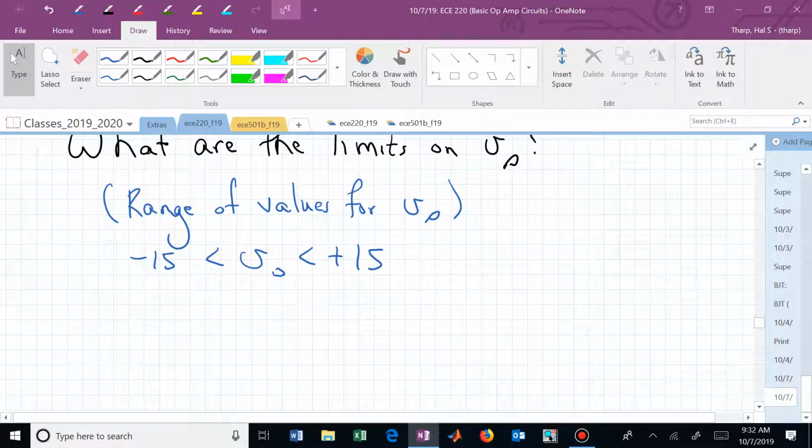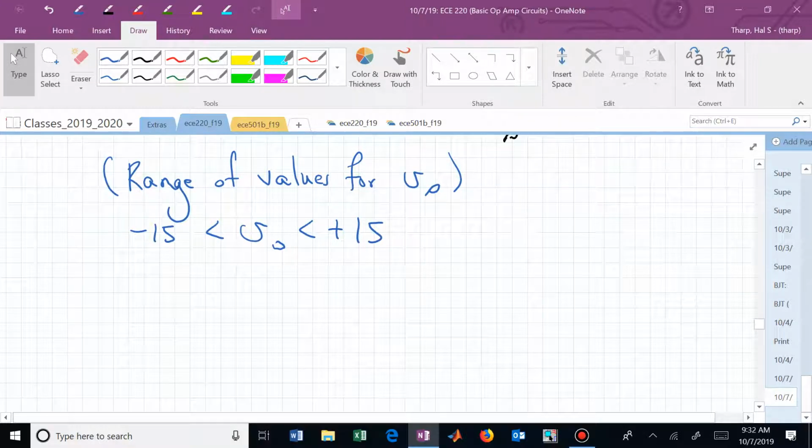And in practice, it's a fraction of a volt inside that window. So you're looking at minus 14 to plus 14 possibly, V sub 0. Let's just assume we can go all the way to the rails. But we do have a functional form for V sub 0 and our input voltage V sub S. That we said was minus R sub F over R sub S, times V sub S.